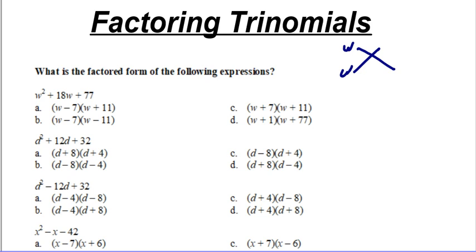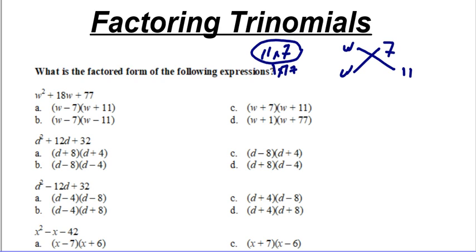and 77. Try to find two numbers. If we multiply them, equal 77. 77, 7 multiply 11, or 77 multiply 1. But 7 plus 11 equal 18, the middle term. So it's correct to choose 7 multiply 11. So 7 multiplied by 11.